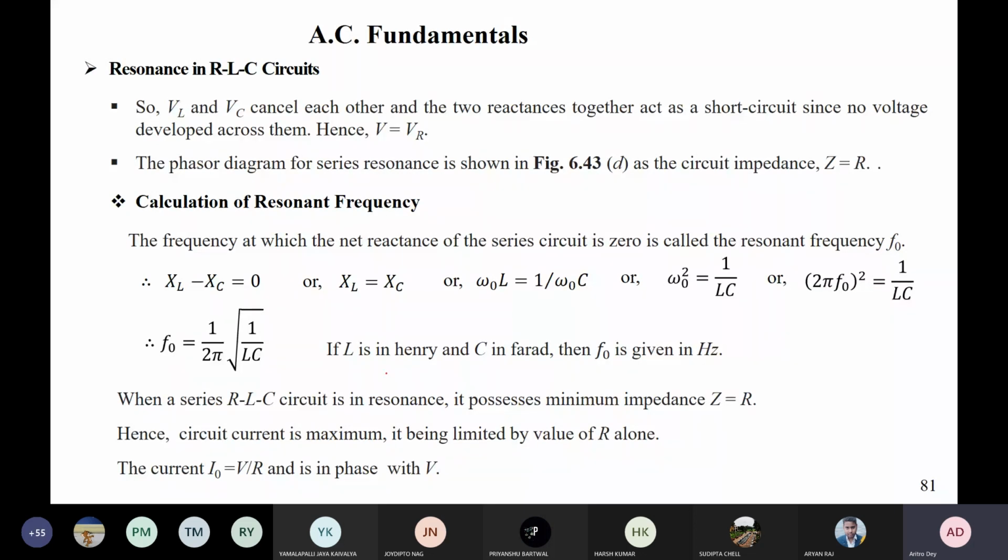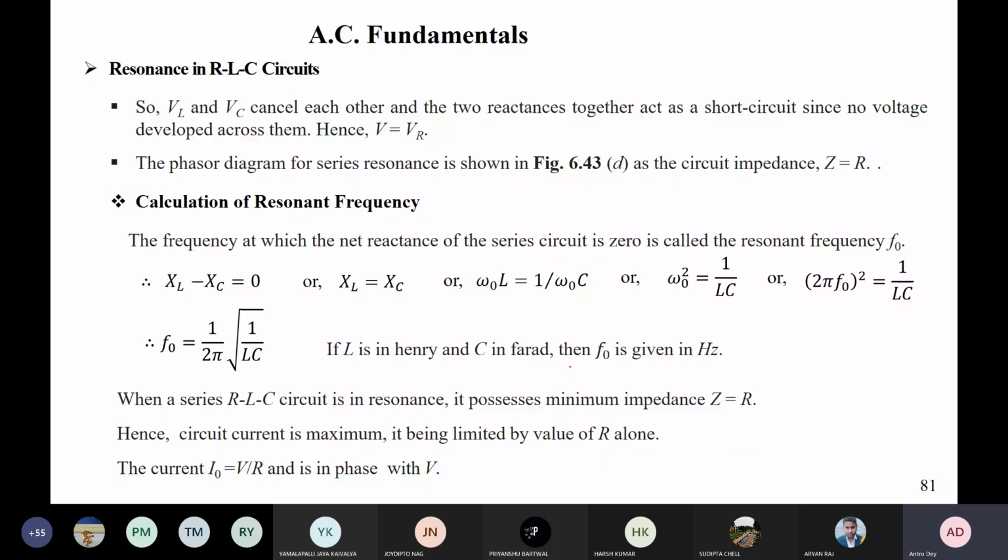Then what else? Let us go through. L is in Henry, C in Farad. Usually we won't get it in Farad and Henry, either in millihenry, and this is in microfarad. This is the usual range. And then you can calculate from, if you substitute properly, you will get the frequencies in hertz. And if you multiply with 2 pi, you will get in radian per second.